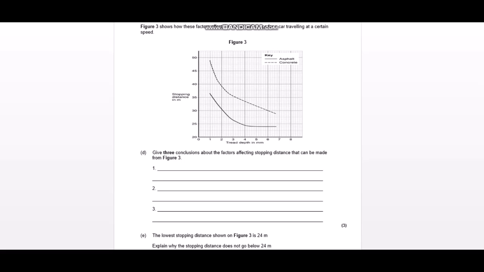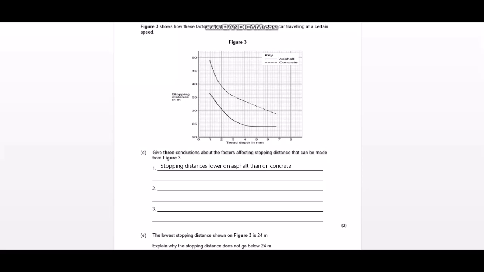So we've got stopping distance on the y-axis, the x-axis is the tread depth in millimetres, and we've got 2 lines. One's a dotted line, which represents the concrete roads, and then the black line, which is the asphalt. Give 3 conclusions about the factors affecting stopping distance that can be made from figure 3. So we've got to look at this graph and determine 3 conclusions. The first thing I notice is that the stopping distances are lower on asphalt than on concrete, and that's for all of the tread depths.